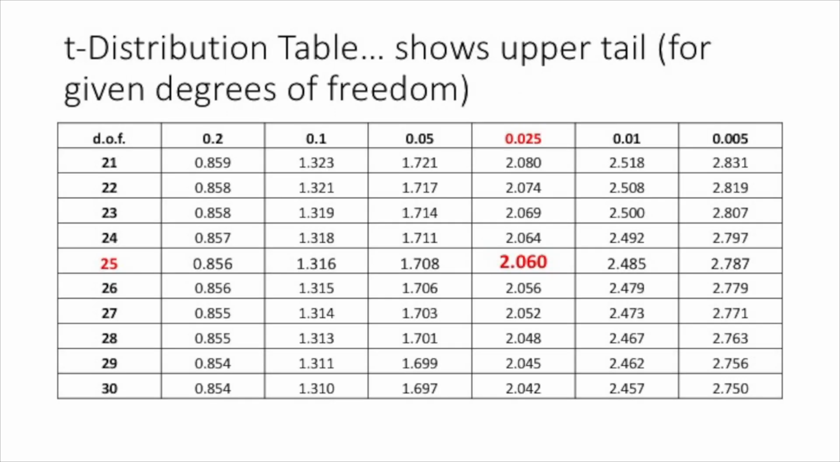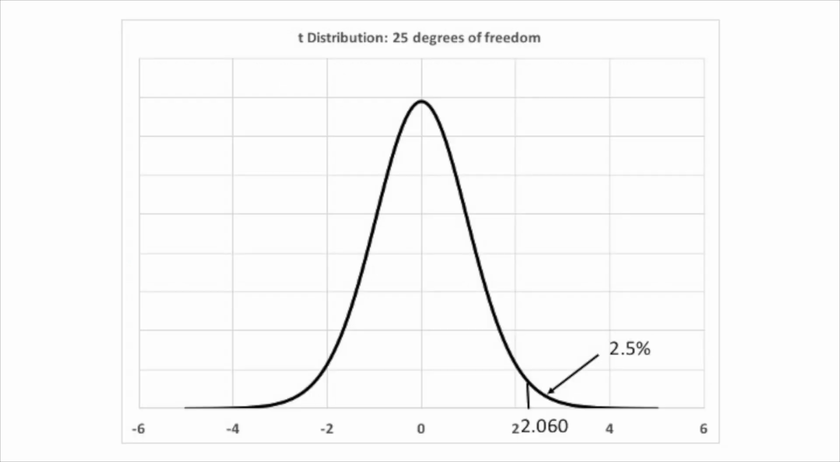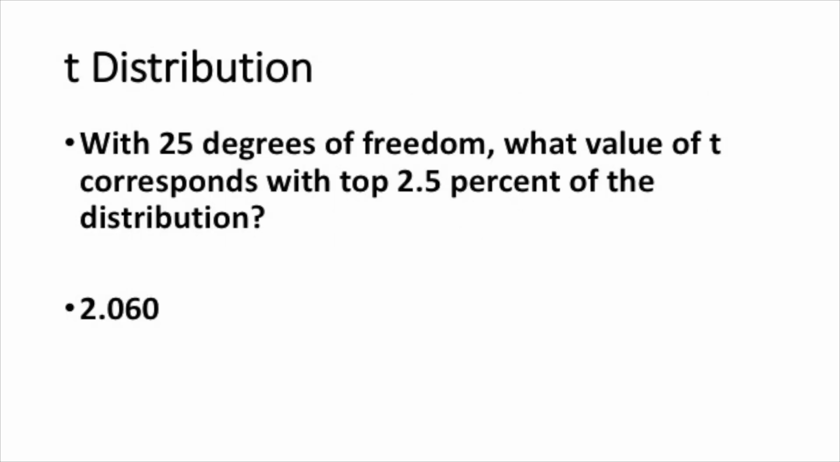Then I go to the t-distribution table, and I focus on the row that has 25 degrees of freedom. I go over to the column that's headed by 0.025, because that tells us it's the upper 2.5% of the distribution. And we see the value is 2.060. So now you can go back in and replace those question marks with 2.060. To answer the question of what's the value of t that corresponds with the top 2.5%, if you have 25 degrees of freedom, the answer is 2.060.